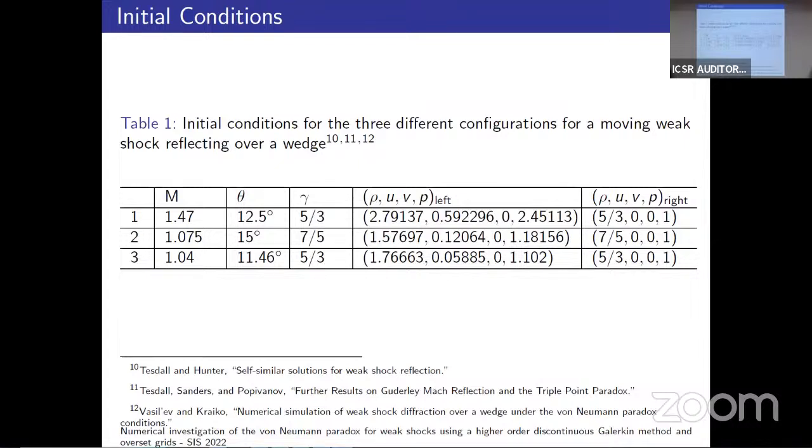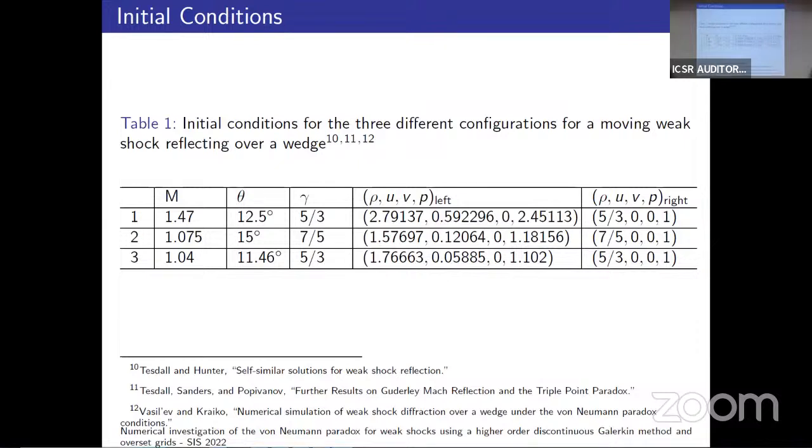The first one is the configuration that is used by Vasilev and Kraiko. This is of a moderately strong shock. Even though we say weak shock reflection, this is kind of a strong shock, but it is still in the weak shock reflection domain. And this is the configuration for which Vasilev and Kraiko found the existence of a single supersonic patch. And later, for the same configuration, Tesdall et al. found the existence of multiple supersonic patches for the same configuration.